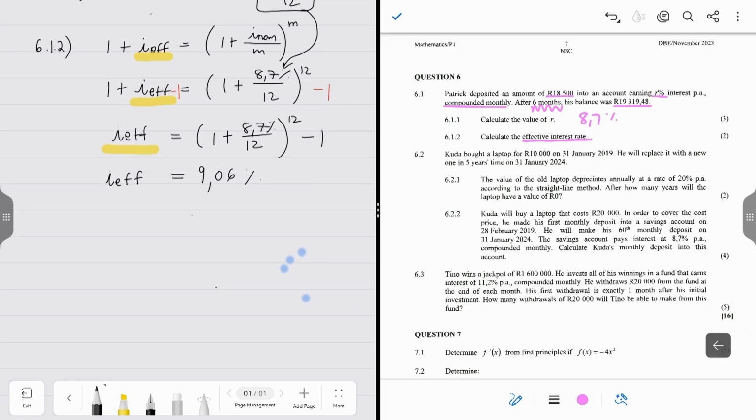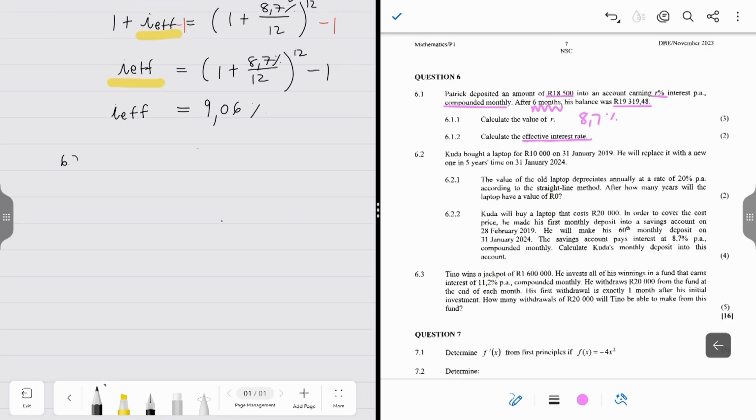All right, that was 6.1. Let's look at 6.2. Kuda bought a laptop for 10,000 Rand on the 31st of January in 2019. He will replace it with a new one in 5 years' time, on the 31st of January 2024. That is indeed 5 years. And the value of the old laptop depreciates annually at a rate of 20% per annum according to the straight line method.